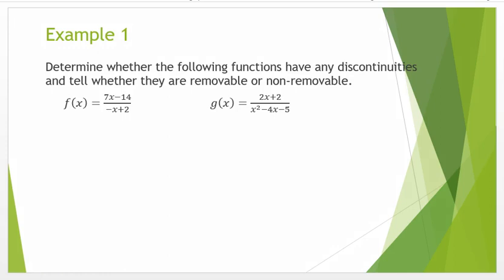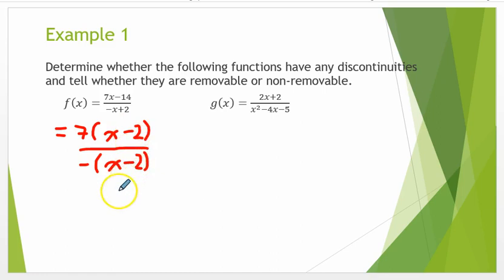So here we're being asked, are there any discontinuities? And if there are, are they removable or non-removable? So the first step is to factor both the numerator and the denominator down. On top, I see that there's a GCF. Both of those terms are divisible by 7, so I can write this as 7 times x minus 2. In the bottom, I can actually take out a negative 1, because that would turn this into an x minus 2, so that we have matching factors on top and bottom.